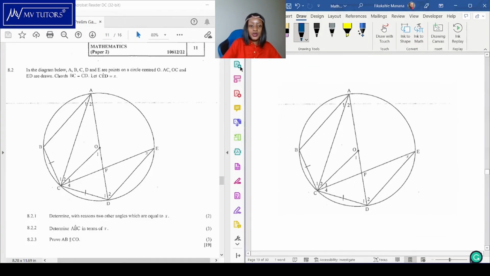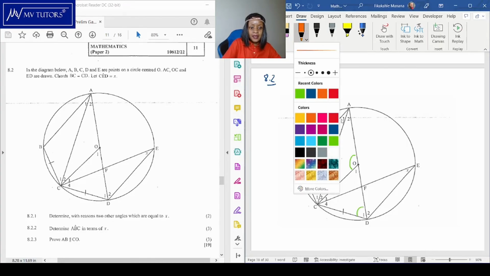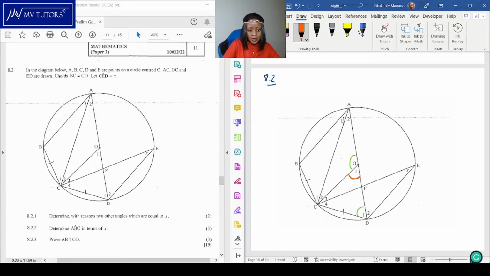Alright, now we get to 8.2. In the diagram below, A, B, C, D, and E are points on a circle centered O. Again, I'm very excited when I hear center, because I know there's angle at the center and there are also angles at the circumference somewhere. So this angle at the center would be equal to D1 over there. And if I look at this angle O1, using chord CD, I would get A2 being half of A1. CD also subtends E, so this would be X. And because I have the same length, BC also X. All right, so yeah, center O.